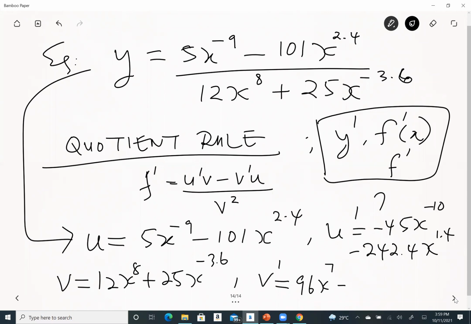So 25 multiplied by -3.6. Negative, right, 3.6? So 25 times 3.6, we have -90. Right, 90. x, you reduce the power by 1. I have -4.6. Okay. All right. So you apply into the formula.